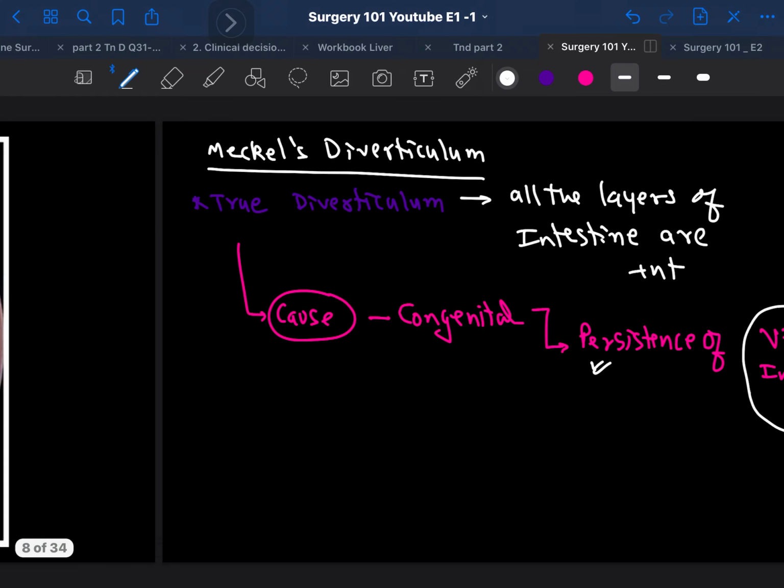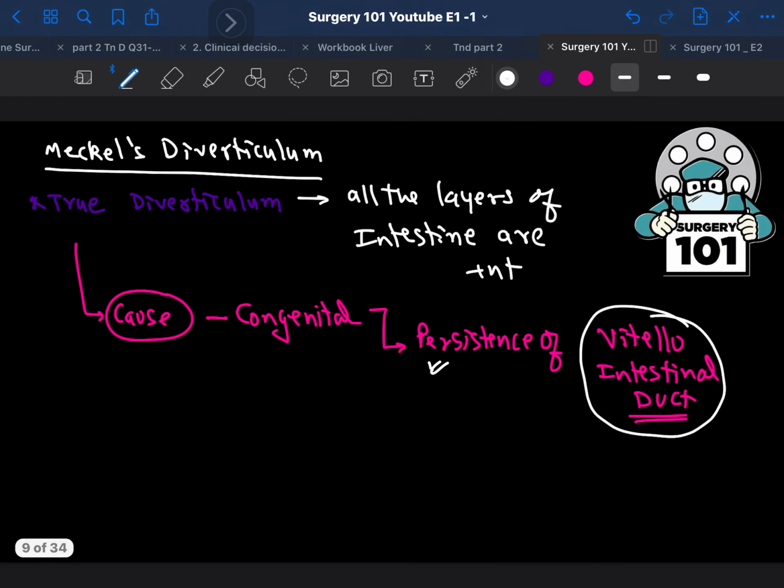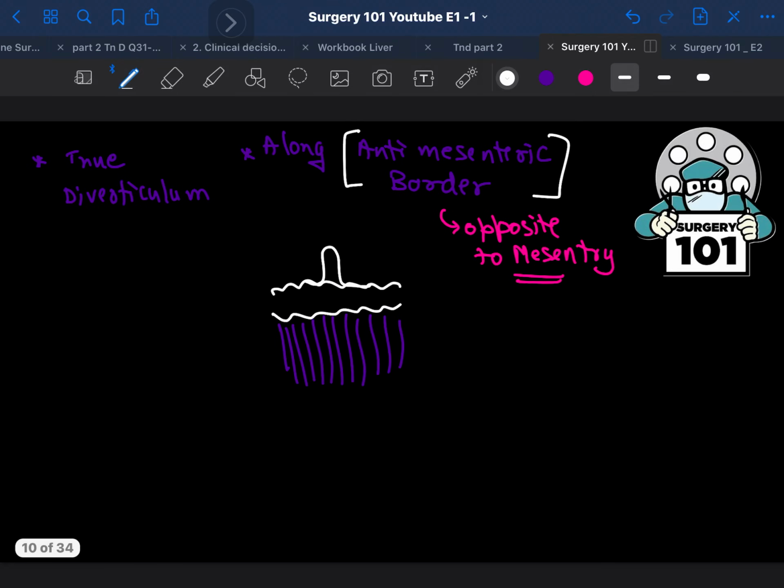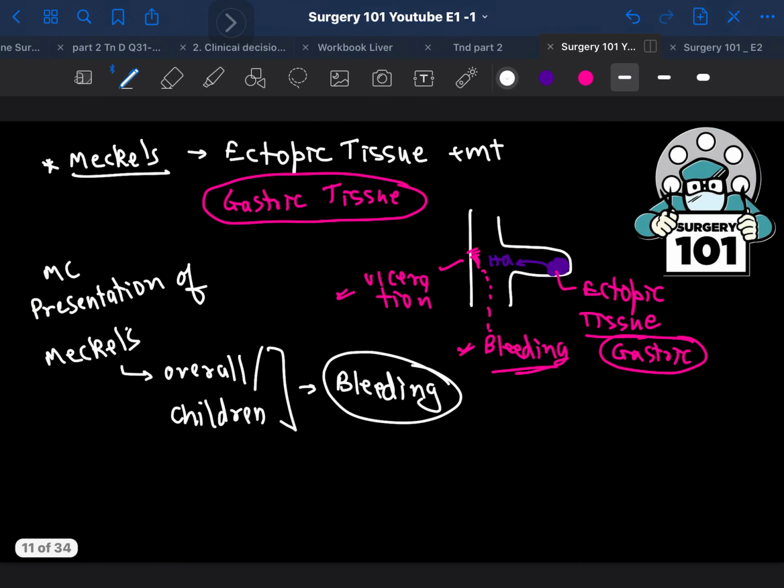Very simple. Meckel's diverticulum is a true diverticulum. It means that all the layers of the intestine are present. What is the cause of this? It is congenital. It is basically because of a persistence of the vitello-intestinal duct. So it is a true diverticulum. It is present along the antimesenteric border, that is opposite to the mesentery. In Meckel's diverticulum, ectopic tissue rests are present. The ectopic tissue is usually gastric tissue.